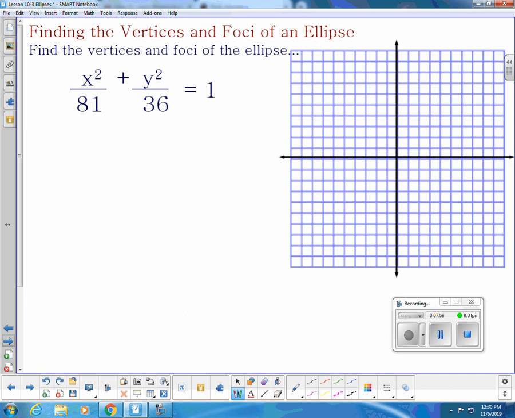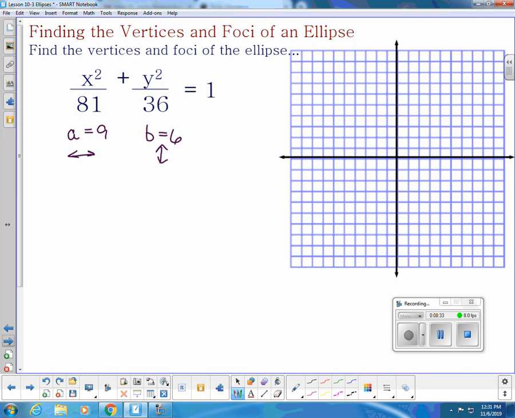81. A squared always is the biggest. So we know this ellipse is longer left to right because it's under the X. So if 81 is A squared, what is A? 9. If 36 is B squared, B is 6. Those are our distances that we're going to travel from the center. So under the X, I'm going left to right, 9. And under the Y, you're going to go up and down, 6.